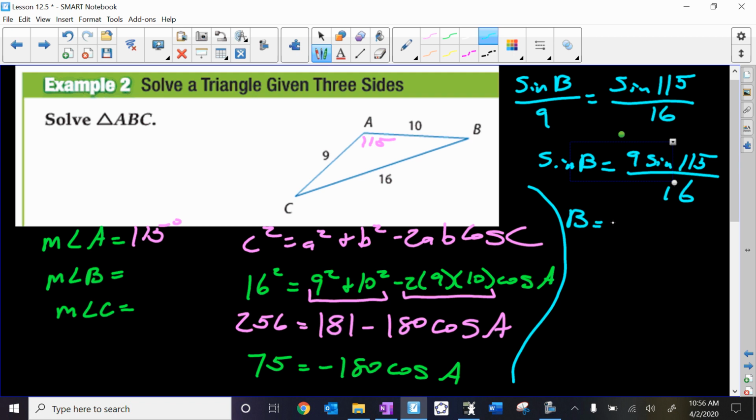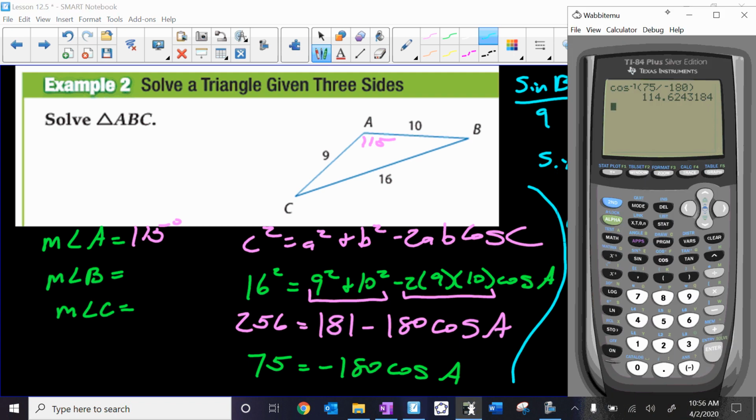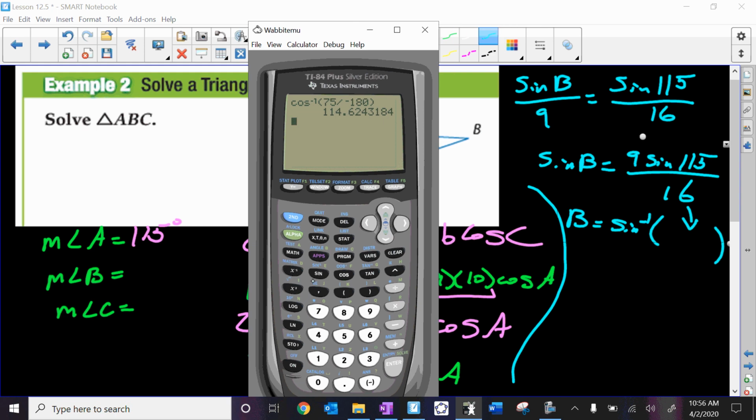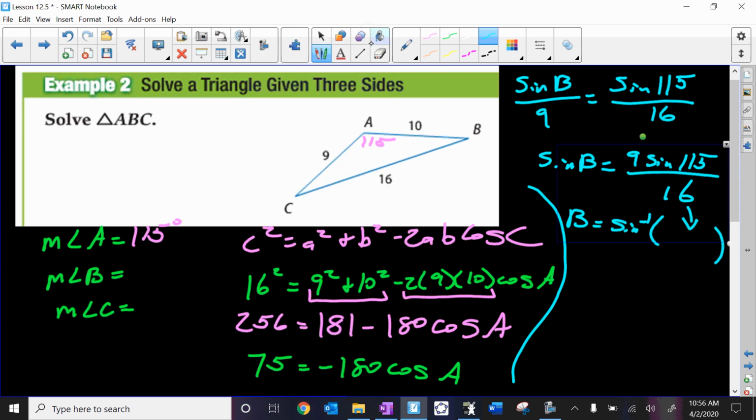Take the inverse of everything. I don't have that amount of room, so I'm just going to draw an arrow with everything. And then I'll plug it into my calculator. So you can see that. Second sine of 9 sine of 115 divided by 16 gets us an angle measure of approximately 31 degrees.